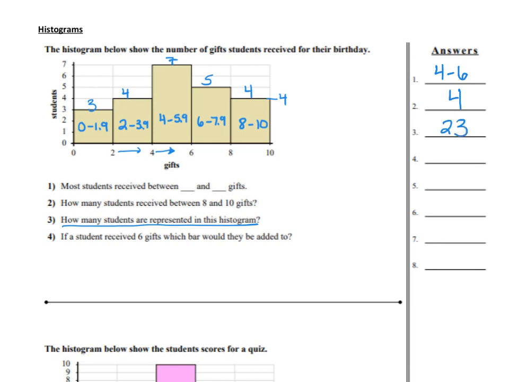Question 4 says, if a student receives 6 gifts, which bar would it be added to? So again, this is where we have to talk about it. 6 would fall into this range. So it would not fall into the 4 to 6 range, which I know seems a little confusing, but the number always starts with the next interval. So it would fall in the 6 to 8 range.